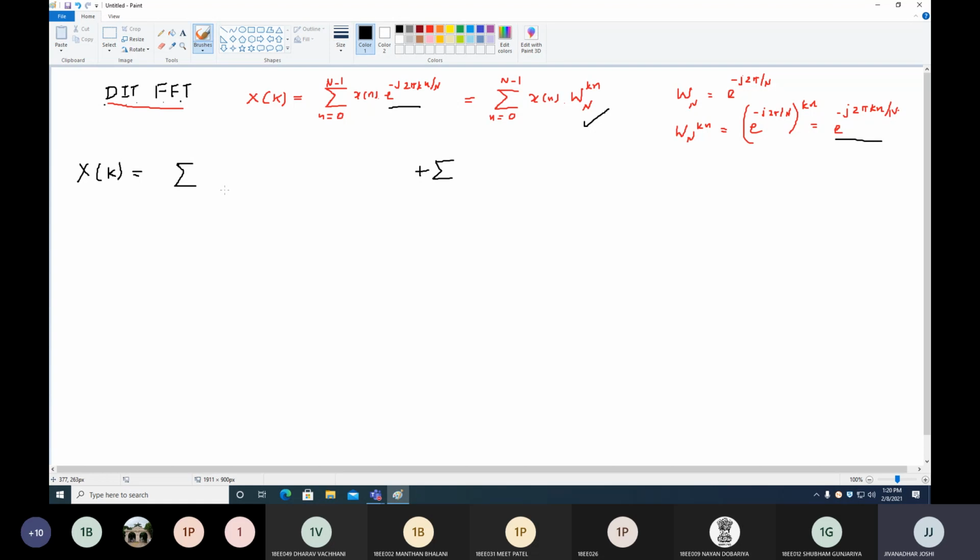So I need to be careful each time I am decimating, meaning splitting. Each time I am decimating, I need to check whether the derived version is giving me the same result as this original equation or not. If it is giving, then it means we are doing the right things. We are doing the valid things. So for that we need to be careful.